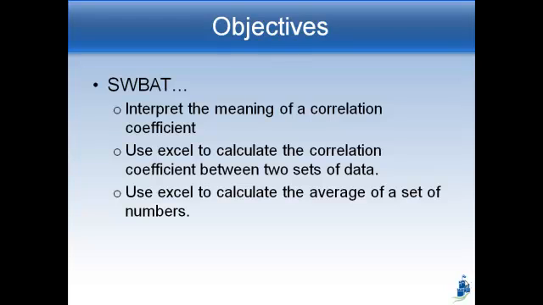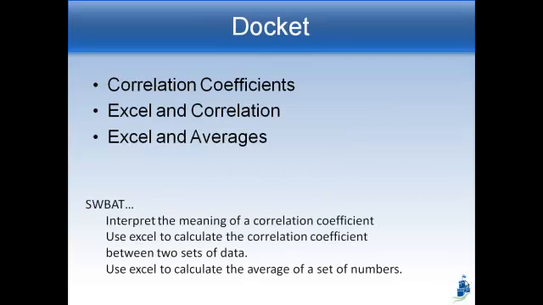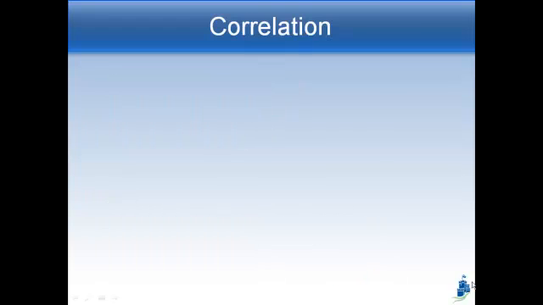Then we're going to learn how to specifically use Microsoft Excel to calculate the correlation coefficient between two sets of data, and also to calculate the average of a set of numbers. That's a basic math concept. So here's the docket. We'll start with what correlation coefficients are, then we'll talk about correlation inside Excel, and then we'll learn how to use Excel to calculate averages as well.